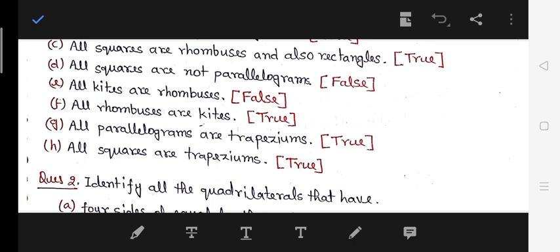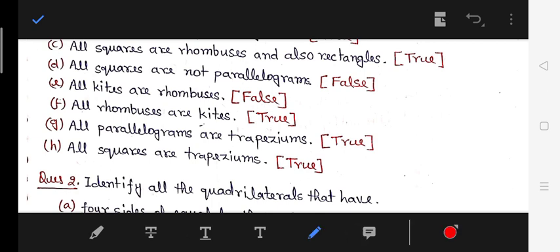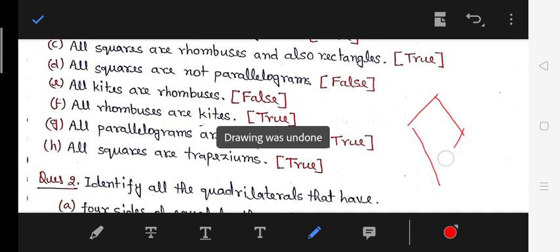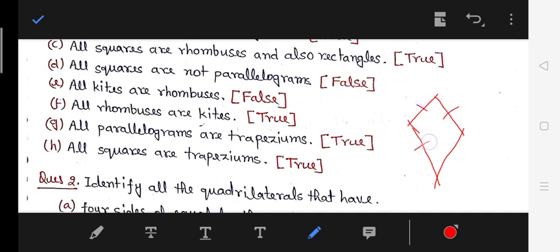Now E part, all kites are rhombus. So students, you know that in the kites adjacent sides should be equal. If I am going to draw, it will be like this. So if you are going to draw here, this side equal to this side and this side equal to this side, so that is a kite. So in the kite adjacent sides will be equal, and here it is given that all kites are rhombuses. Here you can find that in the kites only adjacent sides are equal, so it means here all the four sides are not equal, so that statement is false. So here all kites are rhombuses, that is false.